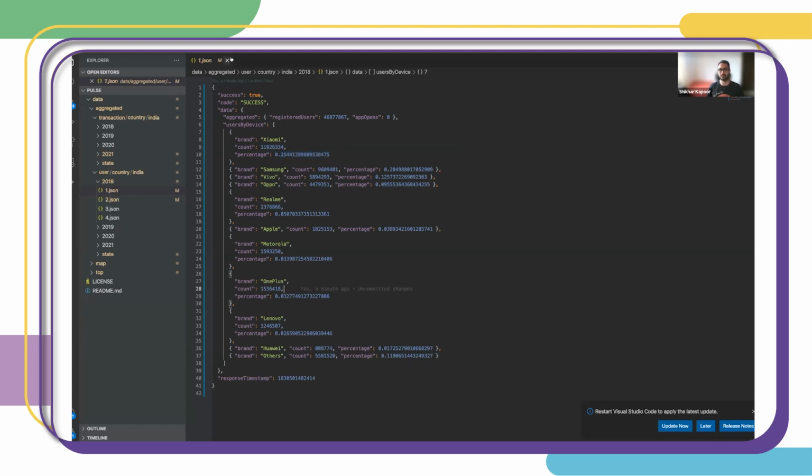Okay, and this is representing the number of users on PhonePe, not the number of users in India, throughout the Xiaomi users.